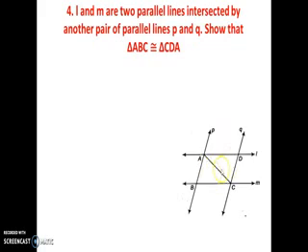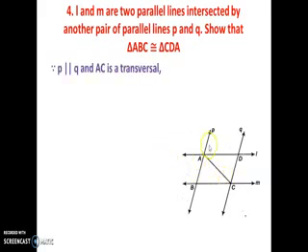By taking this much information, you have to show that triangle ABC is congruent to triangle DCA. Okay. So let us take these two triangles and show that they are congruent to each other. For that we have to use one of the congruency rules, isn't it? So let us check which congruency rule will help us.